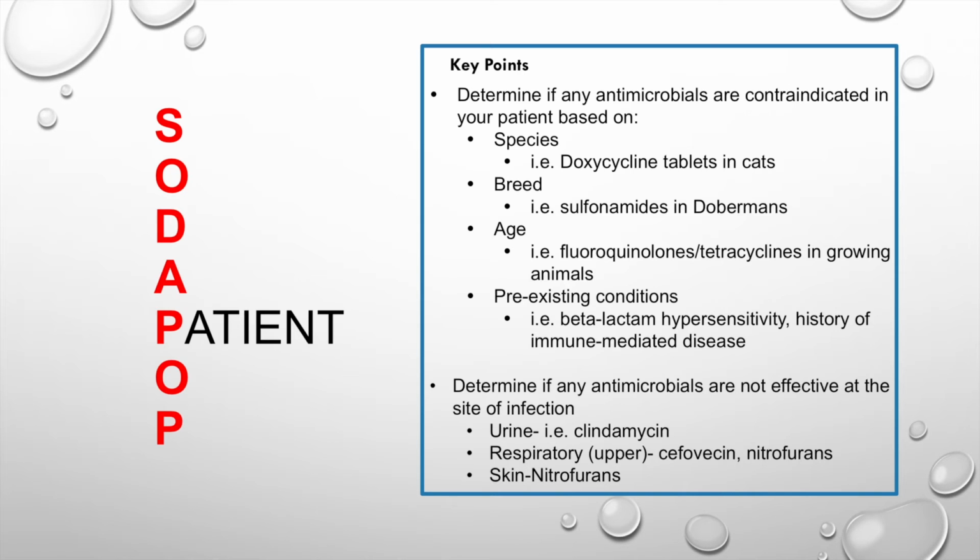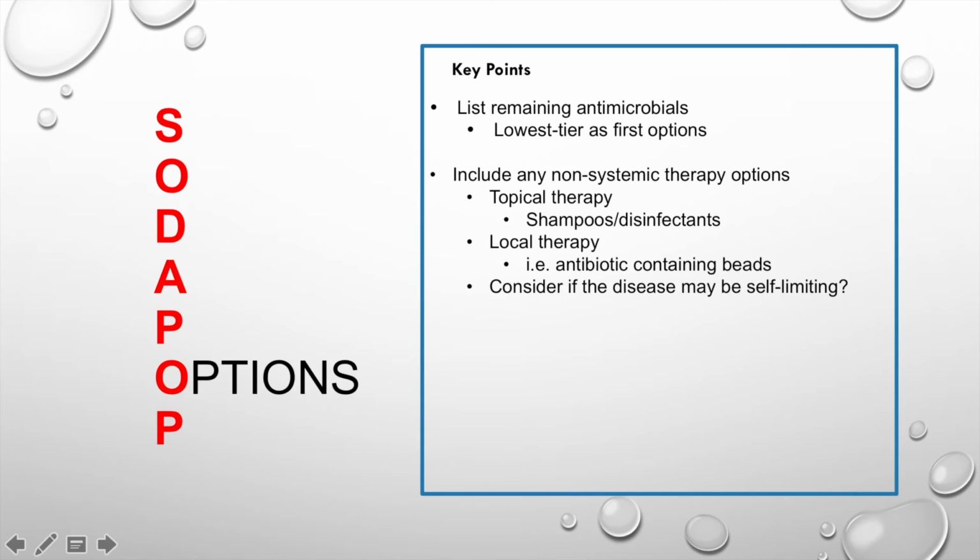We also need to determine if any antimicrobials are not effective at the site of the infection. For example, clindamycin cannot be used in the urinary tract. Cefovecin and nitrofurans don't have good penetration in the upper respiratory tract, and other antibiotics are considered much more effective. And nitrofurans also don't have any penetration to the skin, as they only concentrate in the urinary tract.